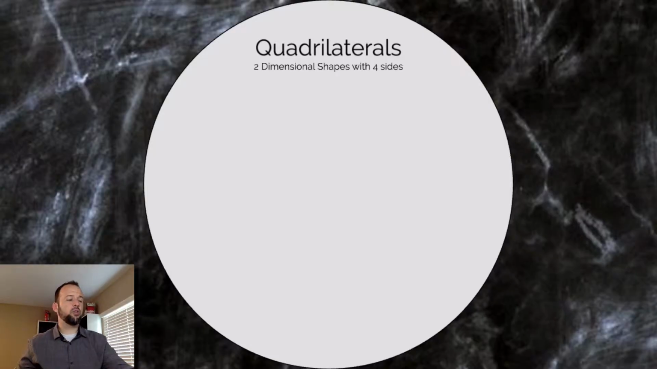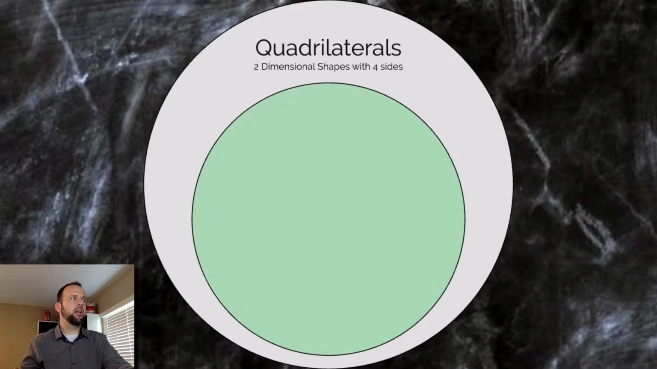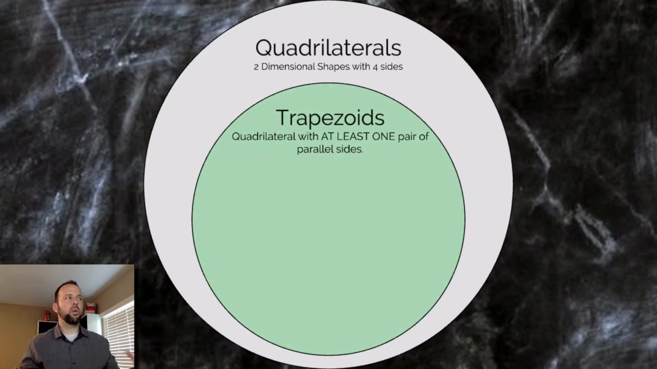Remember, four sides, quadrilateral. We can break that into another category of trapezoids, okay? So we have trapezoids, which fits inside a quadrilateral. So all trapezoids are quadrilaterals because a trapezoid has to have exactly four sides, and it has to have at least one pair of parallel sides, okay?